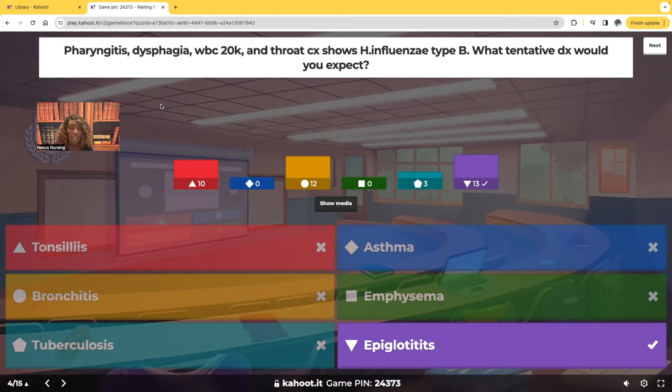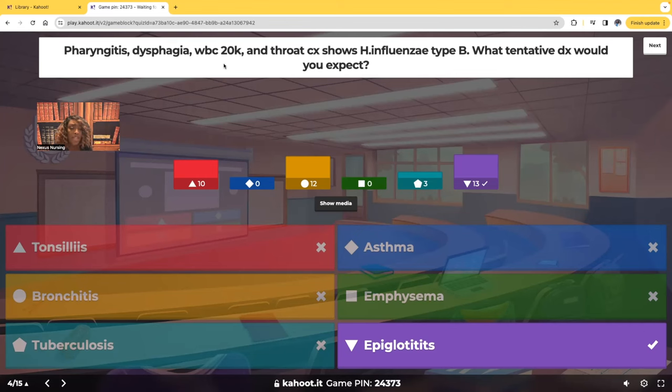Look at the symptoms that the patient has. They've got a sore throat, so we know what's going on with them is going to be in the throat. They have difficulty swallowing. We know it's going to be in the throat. WBC of 20,000, guys. Normal WBC is 5 to 10,000. So if this patient has WBCs of 20,000, that lets you know this infection is really, really bad, as you would see in epiglottitis. And here's what sealed the deal. You put all of these symptoms together, and then they tell you that the throat culture was done and the patient had influenza type B. What diagnosis would you expect? Yeah, epiglottitis.